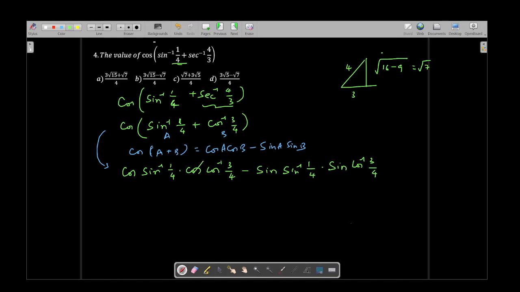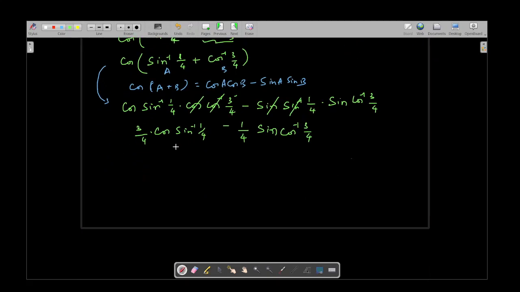I can easily cancel cos and cos inverse here, and sin and sin inverse here. So I'm left with cos of sin inverse of 1 by 4 and 3 by 4. I'll write it here: this is 3 by 4, minus 1 by 4 into sine of cos inverse of 3 by 4.